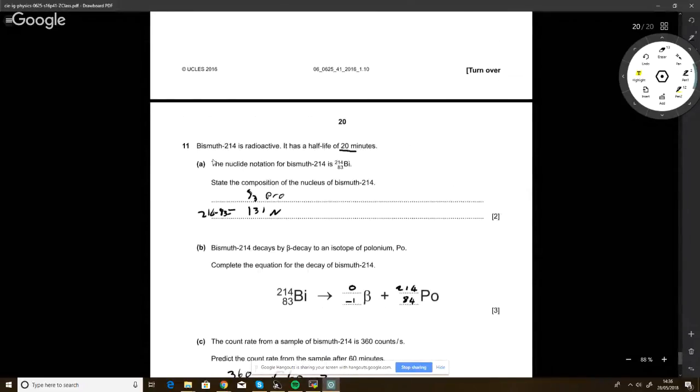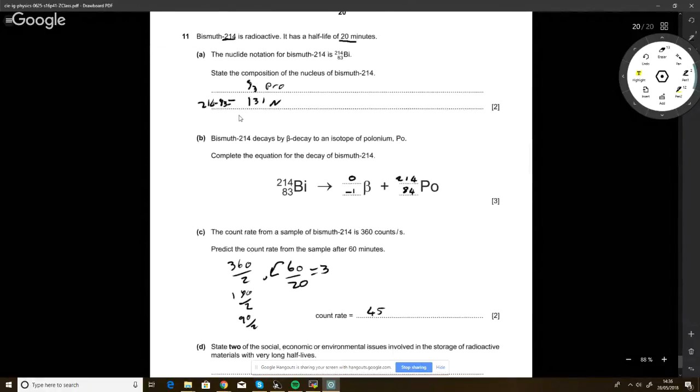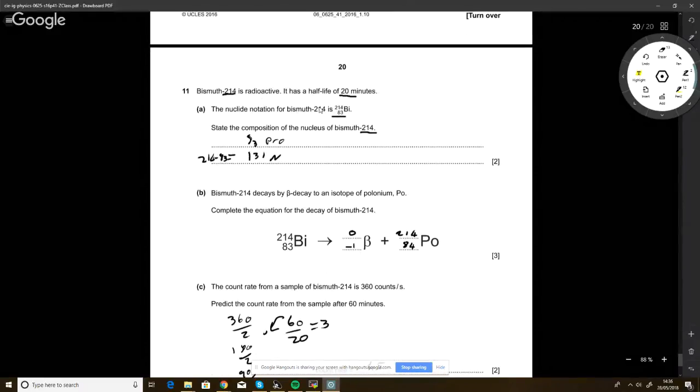All right, so then we move on to radioactivity questions. It states bismuth-214 has this half-life. The nuclide notation is this. State the composition of the nucleus of bismuth. Okay, so we just use the information from here. We know that 83 is the number of protons. We know that the top number is the combination of protons and neutrons. So we take the top number and subtract the bottom number to get the number of neutrons. So we have 83 protons. 214 minus 83 is 131, and those are the number of neutrons.